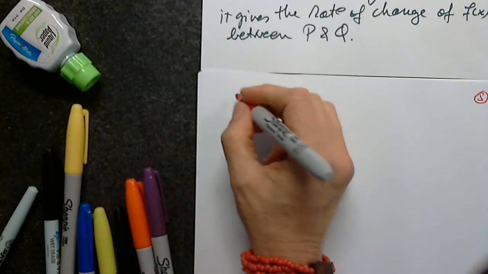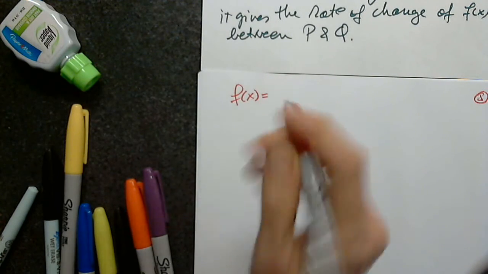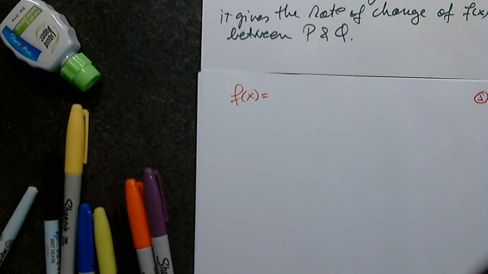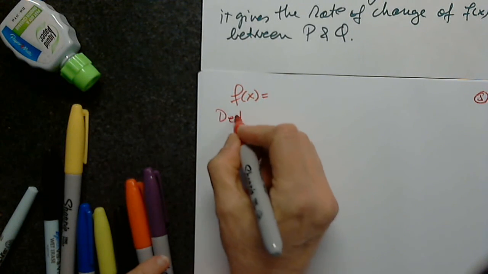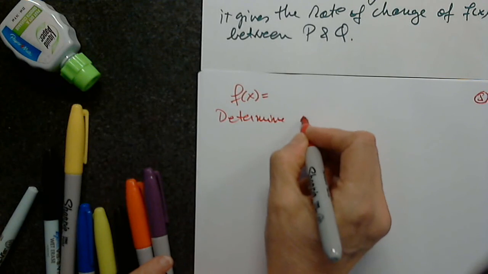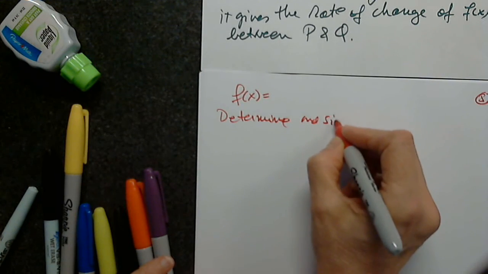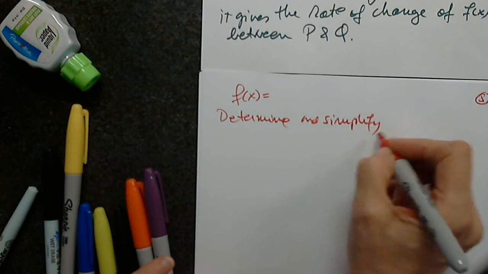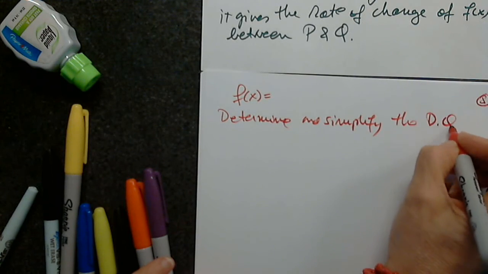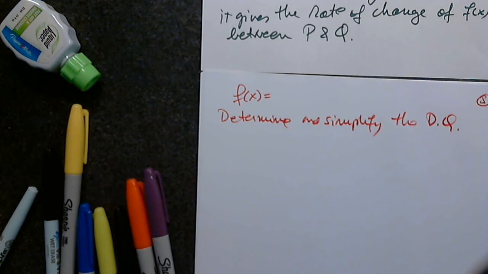So please give me a quadratic function. Any quadratic function you can think of. So we can determine the difference quotient and determine and simplify the difference quotient for that function. So this is what we're doing now. Determine and simplify the difference quotient for the function you create. Please create a quadratic function for us. Anyone?